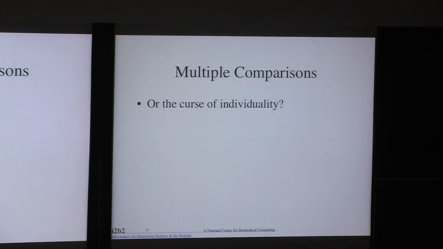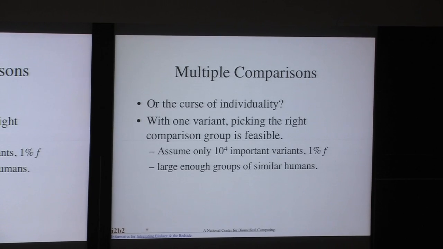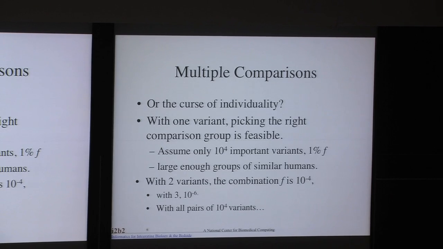But then there's a problem of multiple comparisons. With one variant, picking the right comparison group is feasible. But if you only focused on 10,000 important variants, each with a 1% frequency, you might be able to find a large enough group of human beings to study it. But with two variants, the chance of those two variants co-occurring is small, and with three variants, even smaller. So with all the pairs of 10 to the 4 variants, we don't have enough people on the planet to be able to do the right statistics. It's just not going to work.